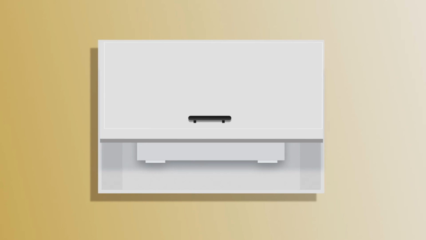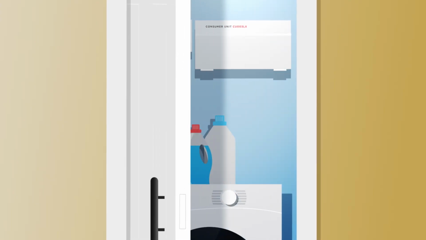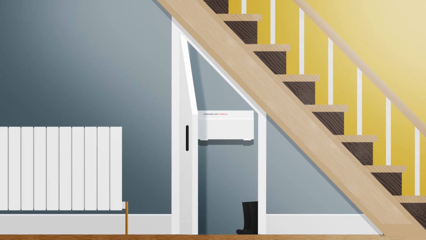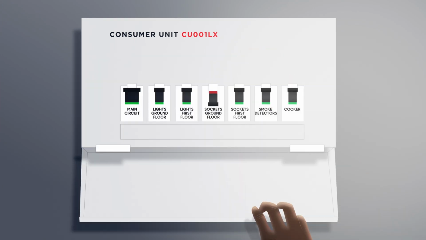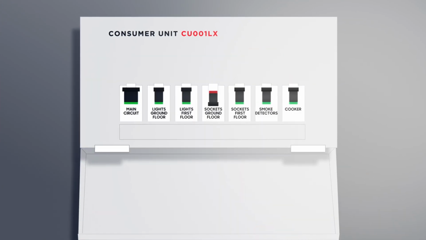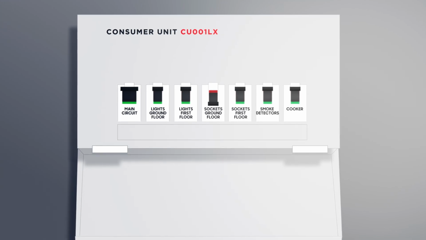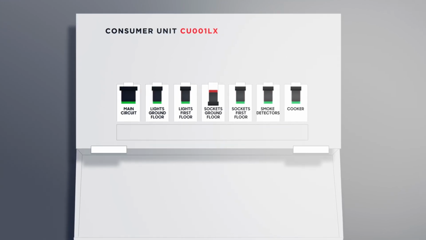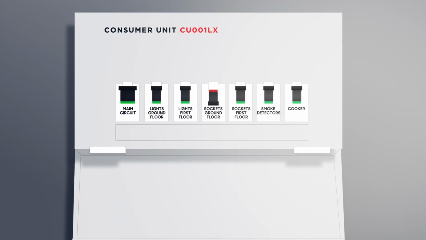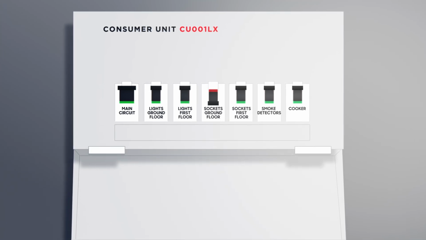So, in the event of a power cut, firstly, locate your consumer unit. It's usually on the wall in a cupboard, utility room, or under the stairs. Open the consumer unit. It will contain individual outgoing switches, labelled according to the circuit or the part of the house they control, and an incoming main switch. You will be able to tell if one has tripped, as it will be in the off position.